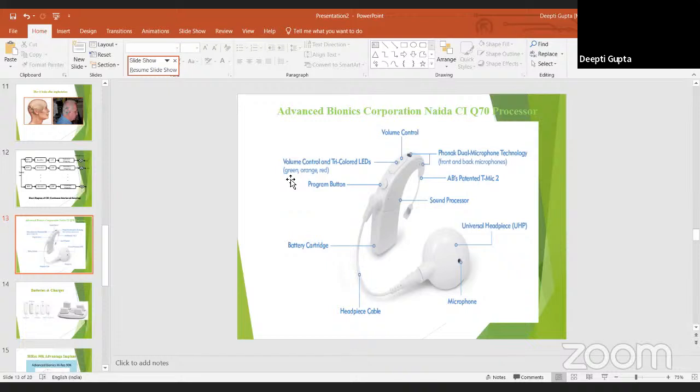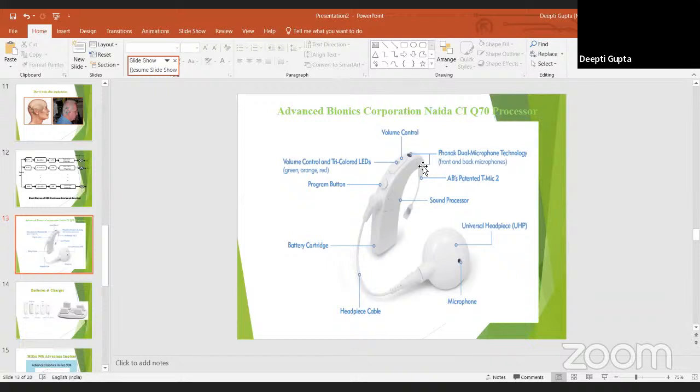And what is this? We can say this is the sound processor. This is Phonak dual microphone technology. It means it has 2 microphones, one at the back and one at the front. So if a person is speaking from behind, it also captures the sound, and it will give more clarity to the user because it has the microphone. In all cases, it will give the best performance.